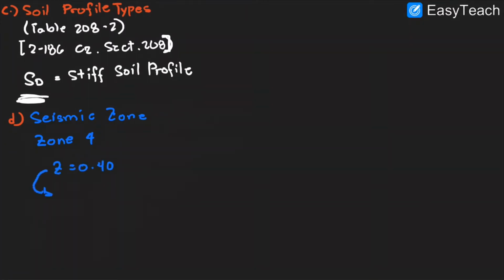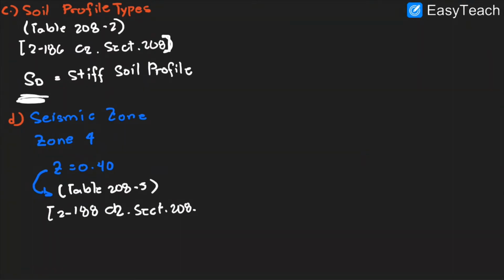Saan makikita yung Z value na 0.4? Z value of 0.4 is found at table 208-3, page 2-188, chapter 2, section 208.4.4.1. Okay? Diyan yung ating zoning. 0.4 is Z. Now, next stop is for us to identify our near source factor N_a and N_v.